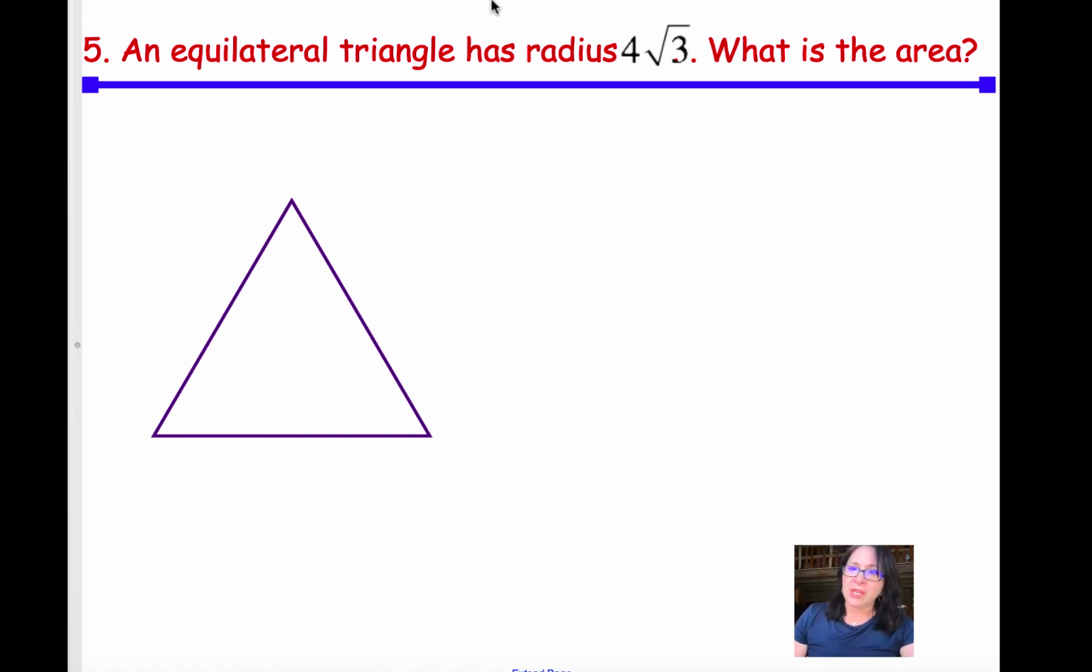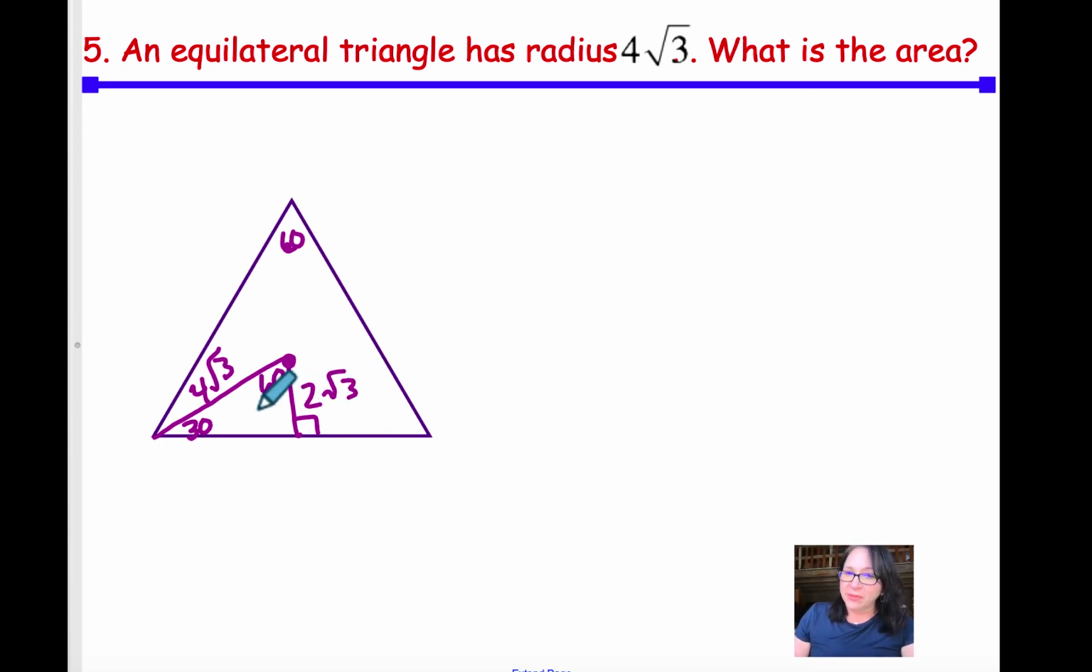For this problem, it says that we have an equilateral triangle and it has a radius of 4 root 3. So that radius is going to go to my apothem. That's going to come straight down and make a right angle there. This 60-degree angle got cut in half, which is now 30, 60, 90. My radius is 4 root 3, so opposite the 90 degrees is twice what's across from the 30, which would make this 2 root 3.